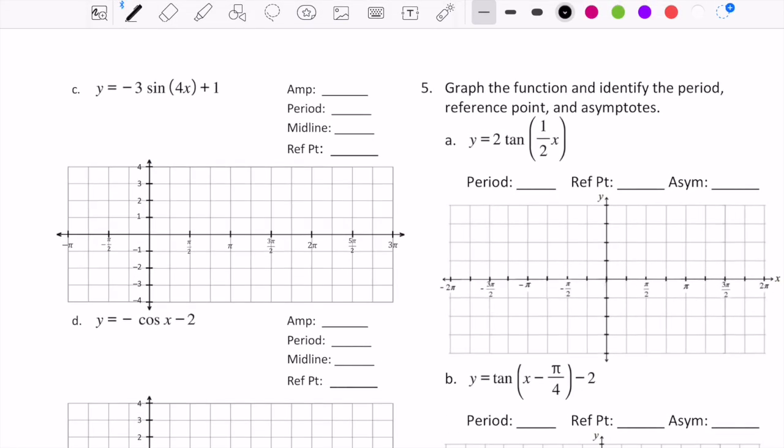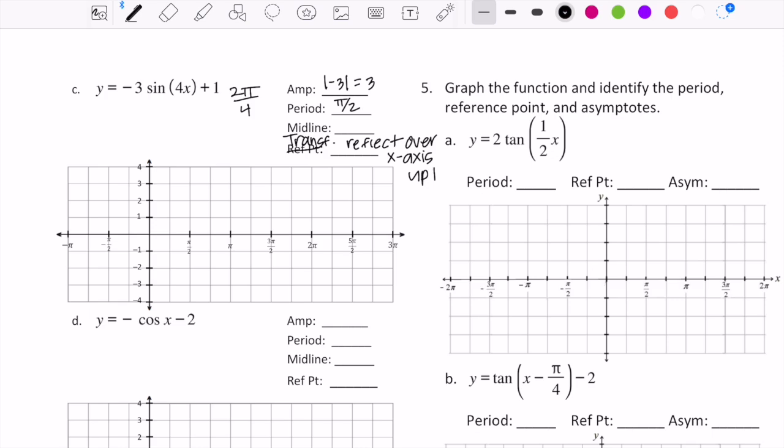For C, we do have a couple of new things. So the amplitude is going to be 3. For our transformations, I see 2 obvious ones. First, we're going to reflect over the x-axis. And we need to go up 1. And then for the period, it's going to be 2 pi divided by 4, which is pi over 2.